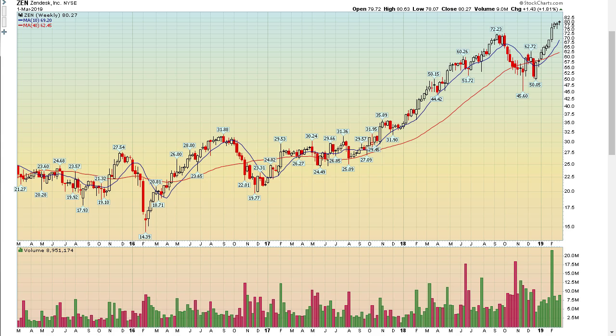So, let's look at what Zendesk looks like on the chart. Now we're looking here at the weekly chart of Zendesk, and it goes back to 2015. This is where it starts, like a 4-year chart.